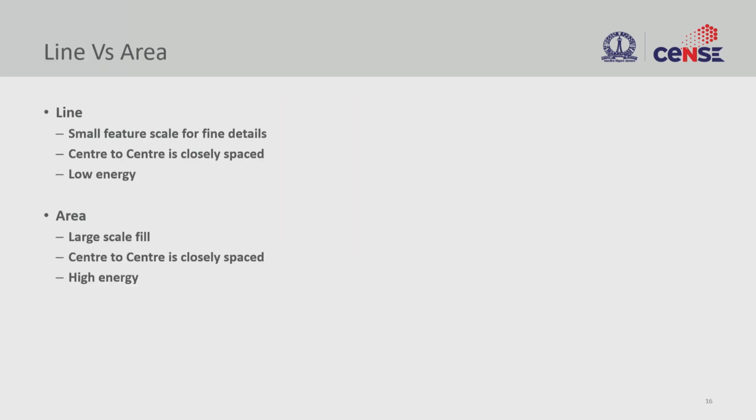And there are two ways of scanning as well. There is line scan and area scan. Line scan writes very fine lines, right? Area scan writes pretty large areas, normally with large currents, right? So if you want very fine features, you use line scan, and the center to center, so it is a spot, right? You move the spot. The center to center spot spacing is kept very close, so that you have fine features, and you normally operate at low energy, okay?